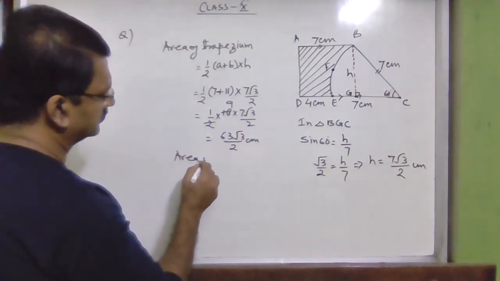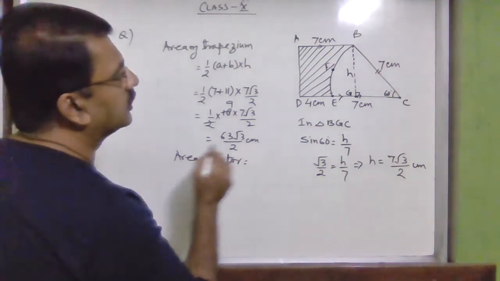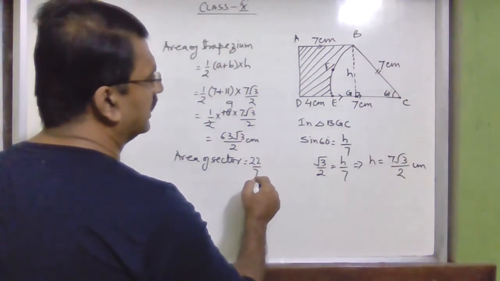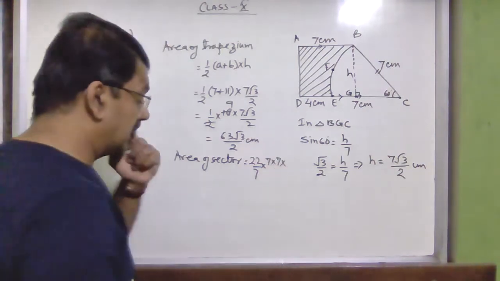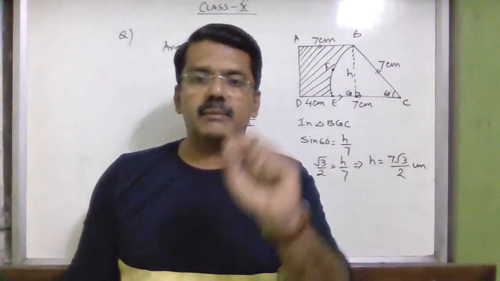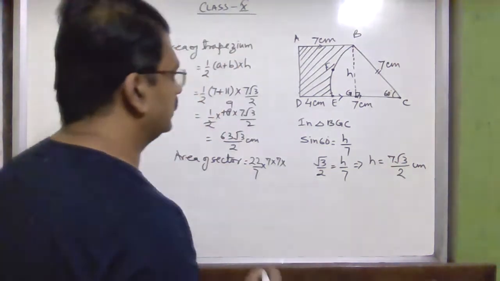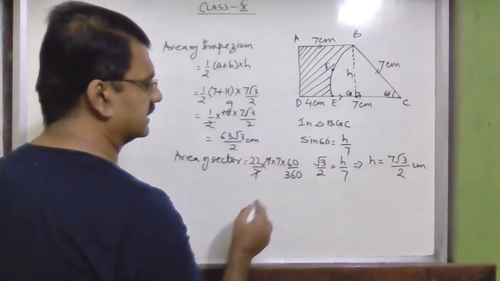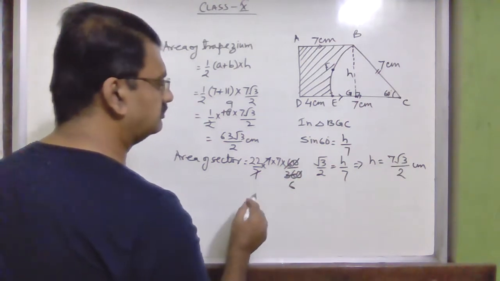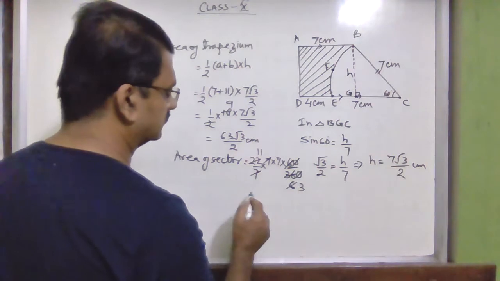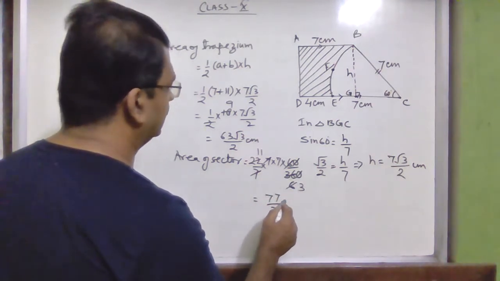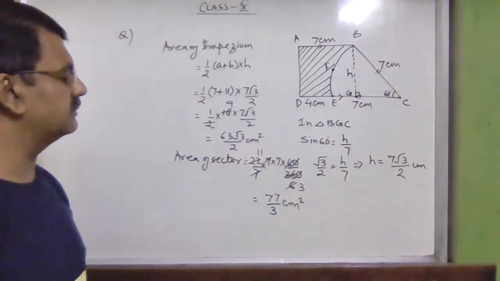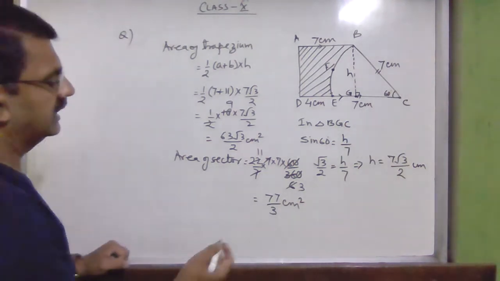Now area of sector. The area of the entire circle is pi r square, all of you know. So pi is 22 by 7, r square means 7 into 7, and here the angle is 60 degree and the total angle about a point is 360. So you will write 60 upon 360 here. Now 7 gets cancelled and it is 77 upon 3 centimeter square. That is the area of the sector.